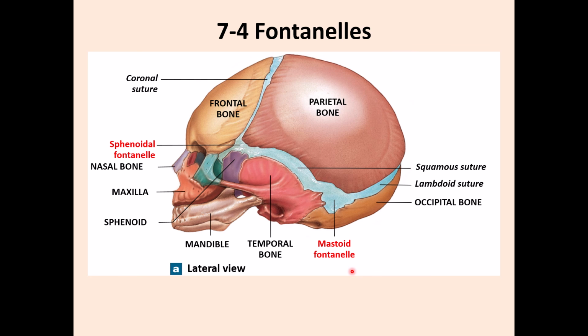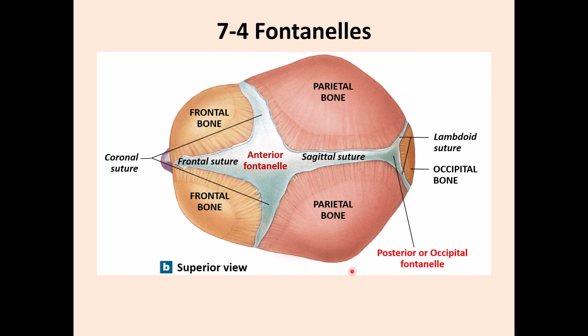So you can only see two fontanels clearly from the side view. This is the superior view, so you can see another two fontanels here. One is the anterior fontanel that's located between the frontal suture, coronal suture, and the sagittal suture. This frontal suture that is initially open, later on fuses, and these two frontal bones become just one bone. And the anterior fontanel is the biggest fontanel in the skull. And the last one is called the posterior or occipital fontanel, and that's located between sagittal and lambdoid suture.